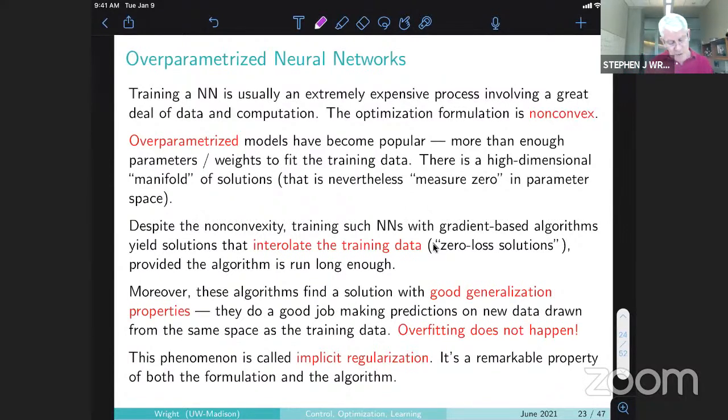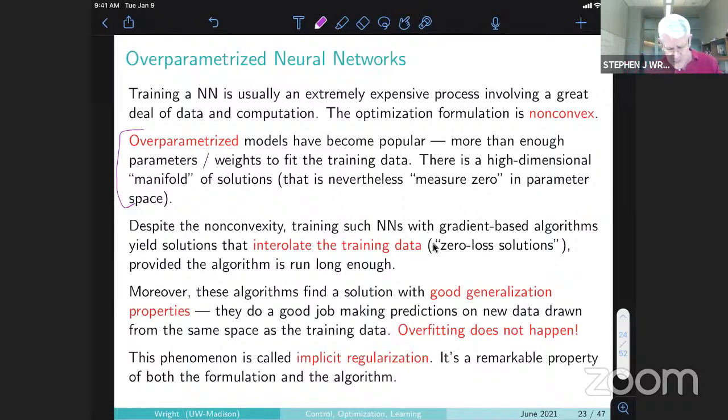you will find a solution that actually perfectly fits the training data. So this is true provided these neural nets are over-parameterized. And nowadays, I would say probably for most applications, people use over-parametrized neural nets. That is, they make them wide enough and deep enough so that the total number of parameters in the neural net is more than enough to fit the training data. The number of parameters often exceeds the amount of training data by an order of magnitude or more.